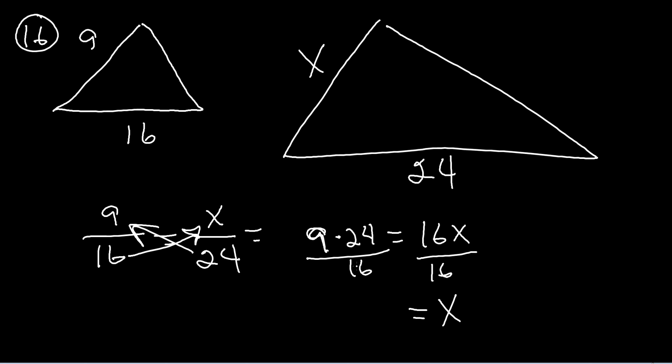So what do we know? That 8 goes into 16 twice, and 8 goes into 24 3 times. So then I can see this is simplified to be 9 times 3 is 27 divided by 2. And that's equal to 13.5, or 27 over 2, either one. Okay, number 16.